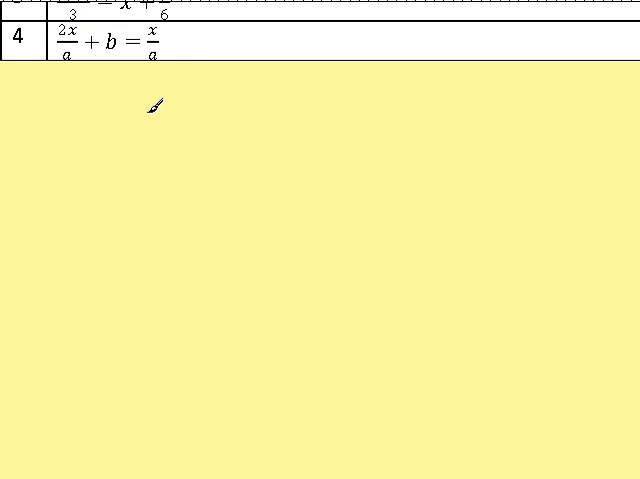In number 4, we have some extra variables thrown in, but we're solving for x. We have two denominators, both equal to a, so we're going to clear out the denominators by multiplying both sides by a, or a over 1. All right, let's multiply through on the left. So we have a over 1 times 2x over a plus ab is equal to, on the right, we just cancel and we have x.